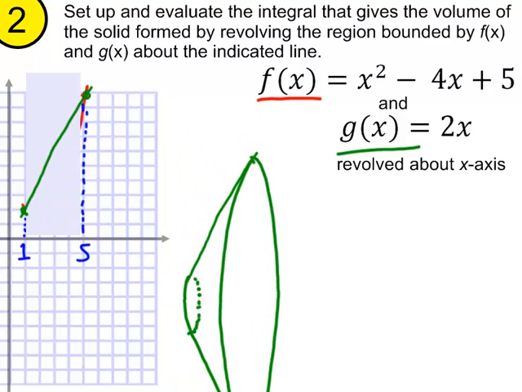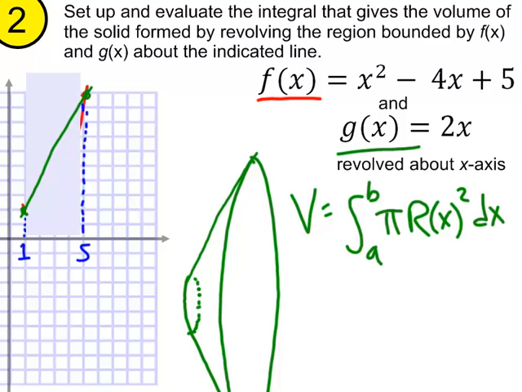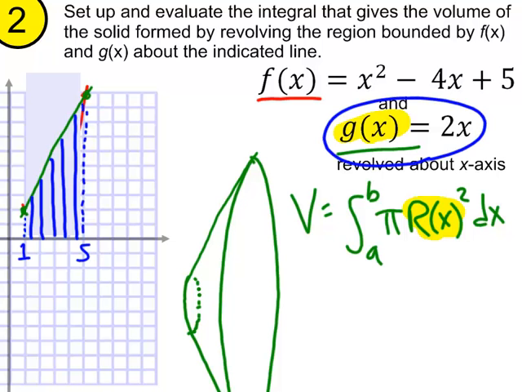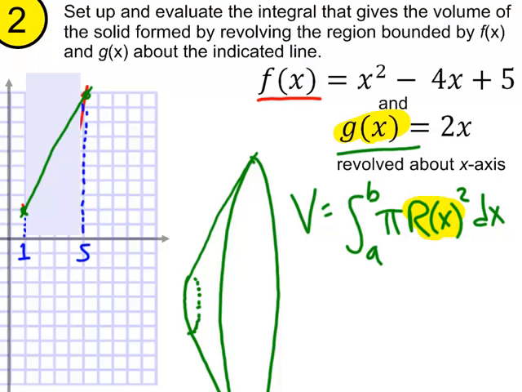And if I were to find the volume of just that solid, ignoring the f of x, I would use the same disk method that we used in the last exercise. So volume equals the definite integral from a to b of pi R of x squared dx. Now in this case, the radius is determined by g of x itself. Notice that all these radii I'm drawing over here to the left have lengths determined by the g of x equation. And again, our limits of integration, a and b, are 1 and 5.